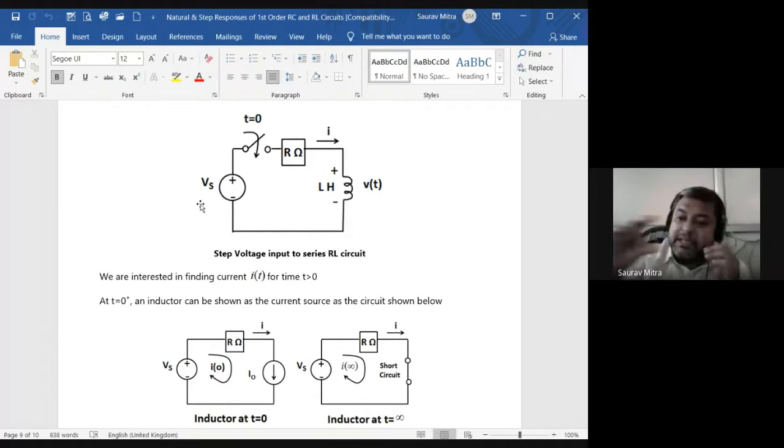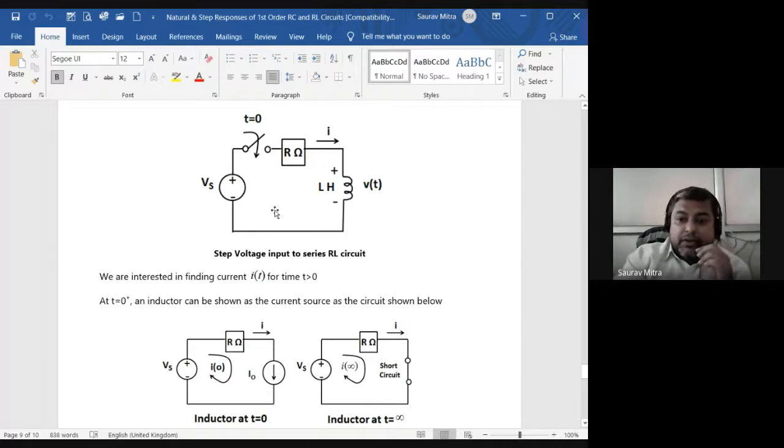If I am giving a step input voltage to the RL circuit, what will be the circuit voltage or circuit current? If I am giving an impulse input to the RC circuit, or a step input to the RC circuit, what will be the voltage? So this is the thing we are going to study, and these are first order circuits. Next day we will do second order circuits.